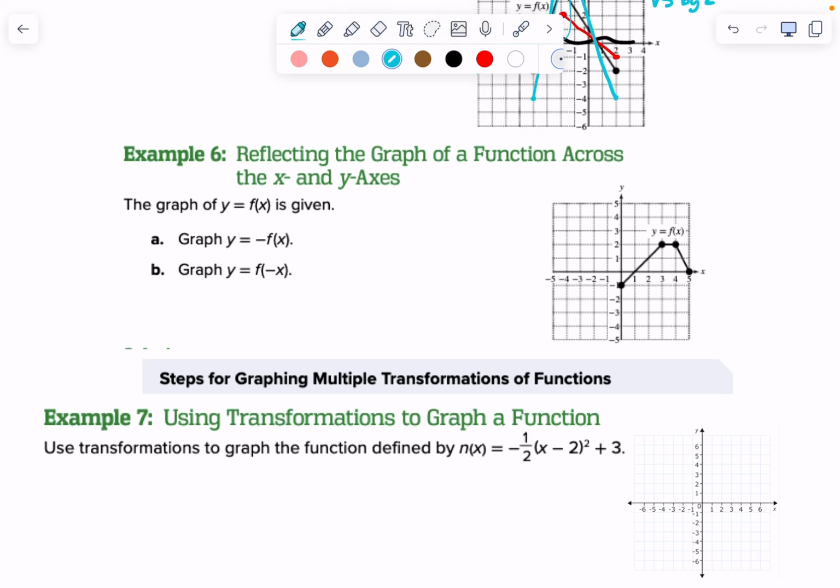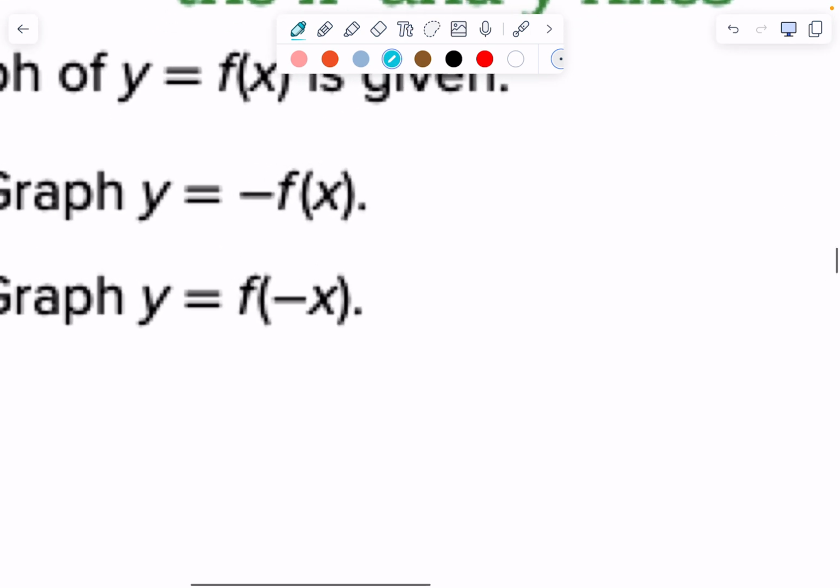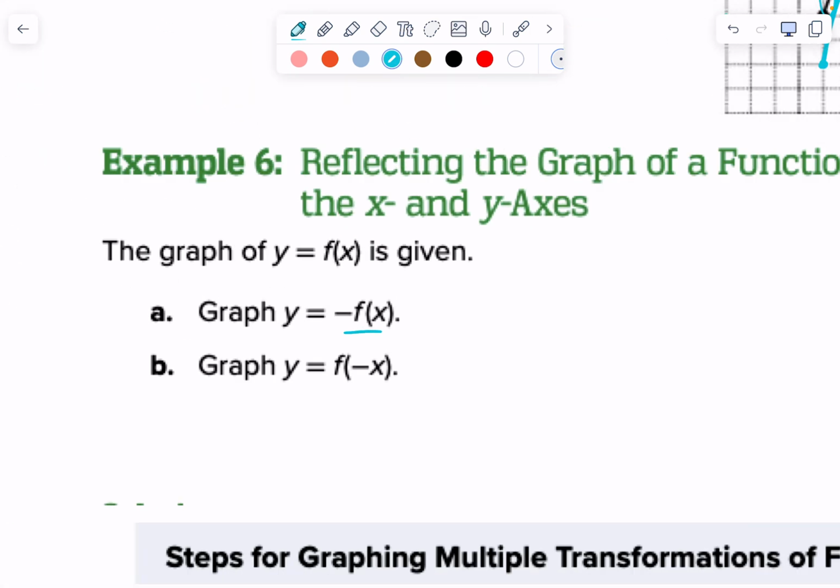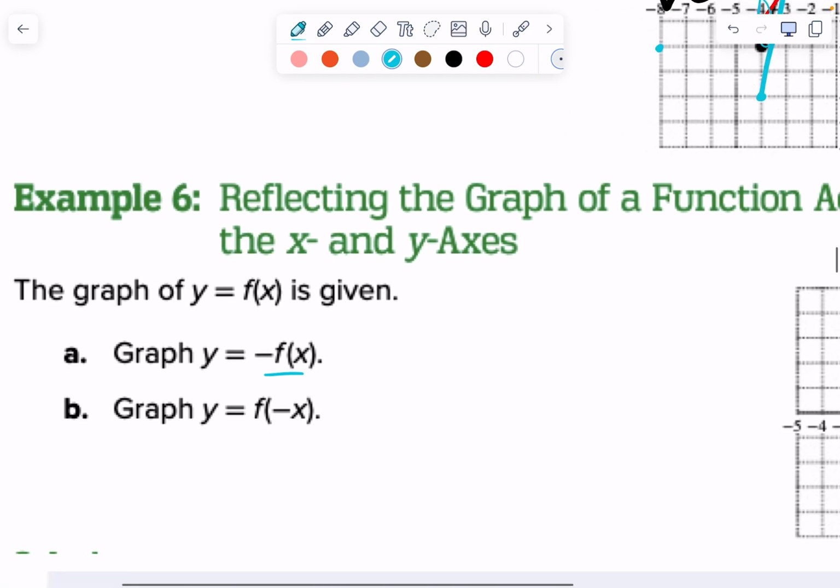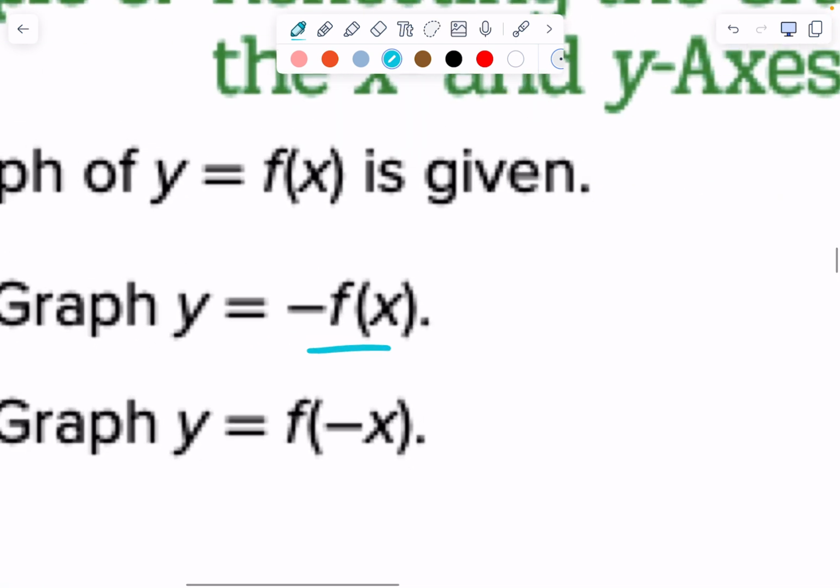Here we go. Example 6. What's this first one say? Oh, first of all, here's our graph. This is not an actual function. This is just random points. There are 4 points. Yeah? 4 random points, okay? That's why they call it f of x instead of giving it a function like x squared or whatever, okay?